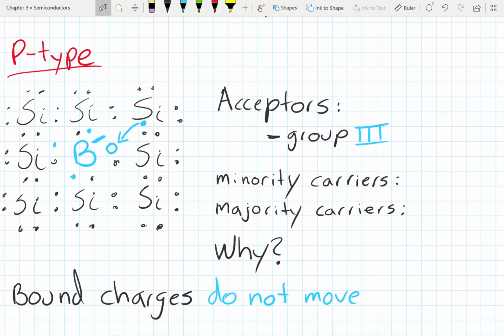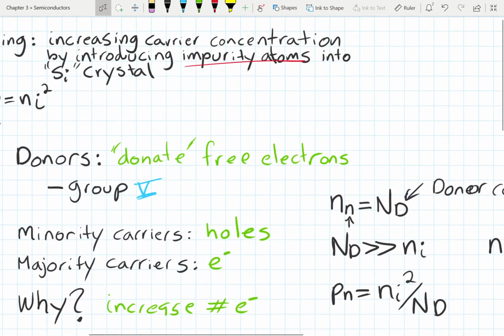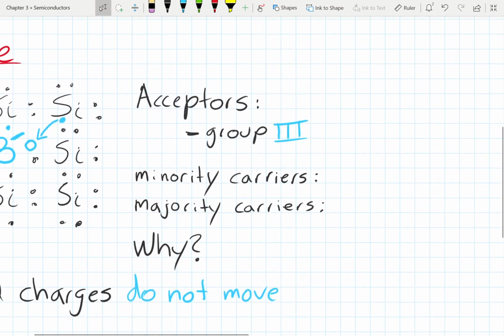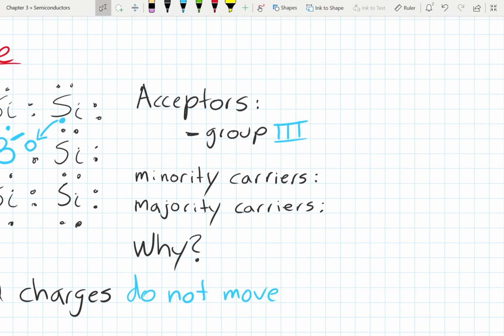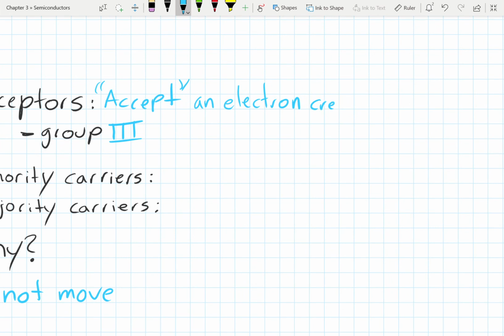So here on the p-type semiconductors, acceptors are the name that we give to the impurity atoms that we're adding to the crystal for doping. So acceptors are doping elements that accept, just like the name tells us, an electron. And what does that create? Creating holes. And this is an important part.